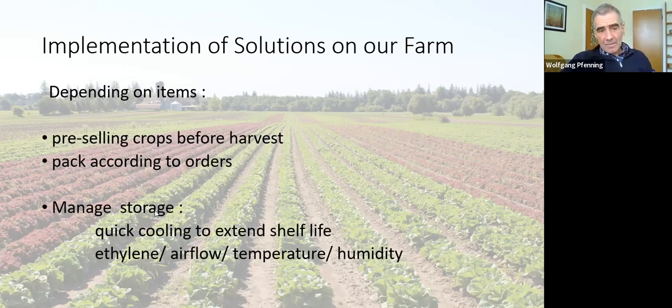To manage the storage areas, it's a talent in itself. Pre-cooling, quick cooling to extend shelf life is one of them. But then all the different products need different climate in the cooler. So we need many different coolers for different products. Squash needs a different temperature and airflow, or from broccoli, for example.